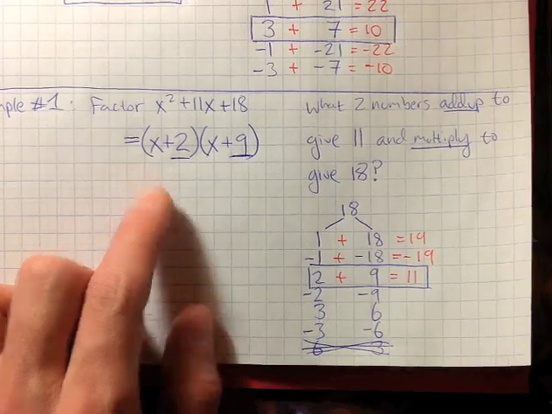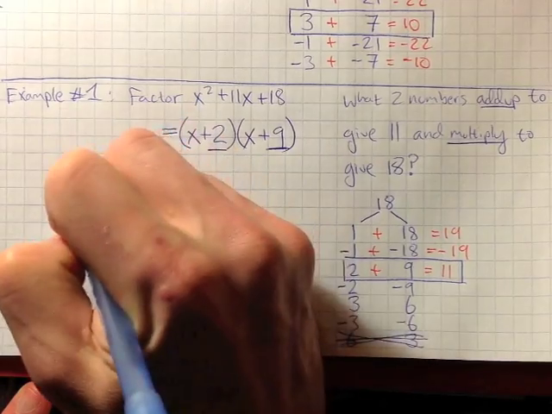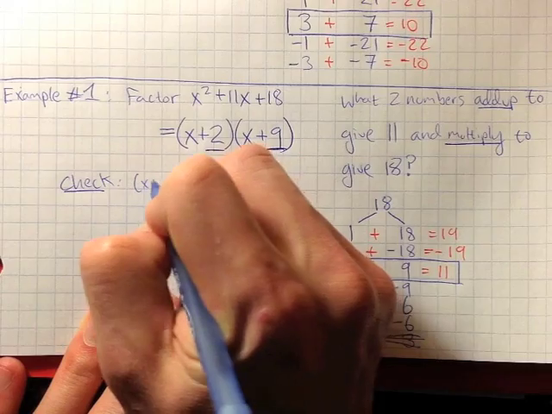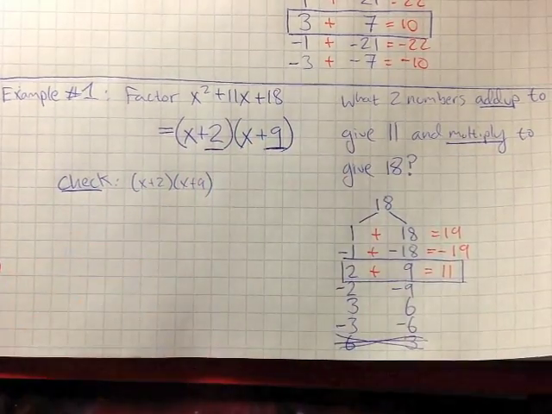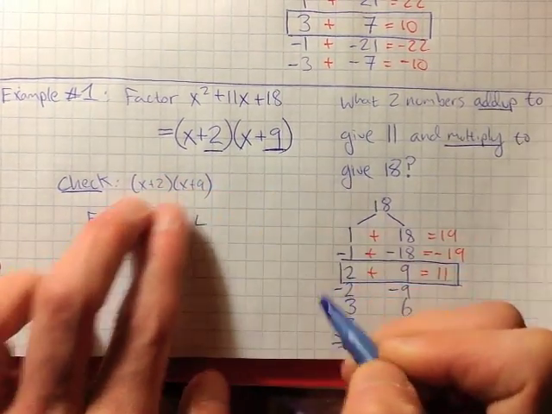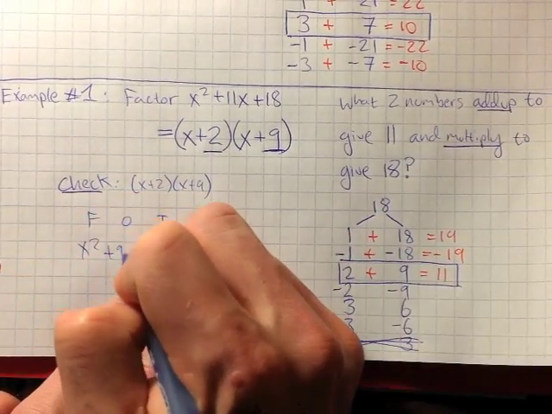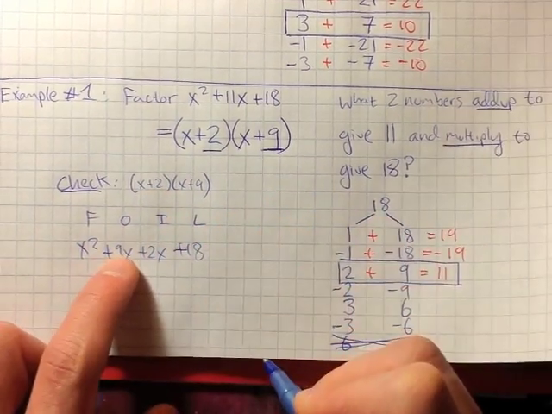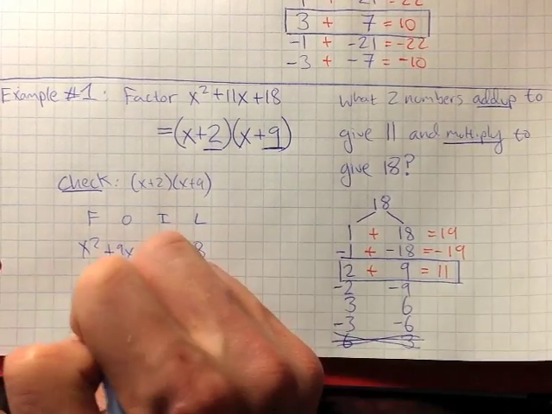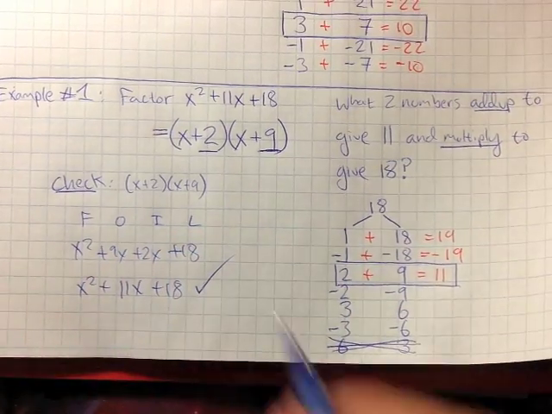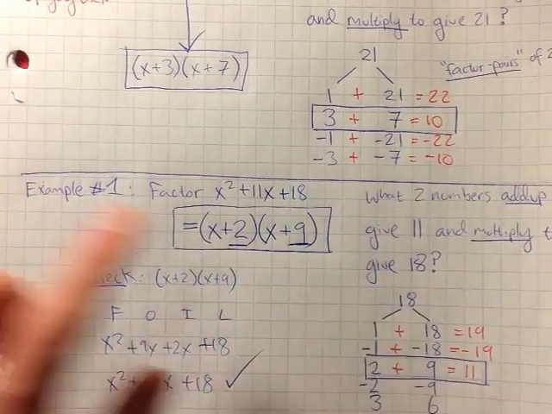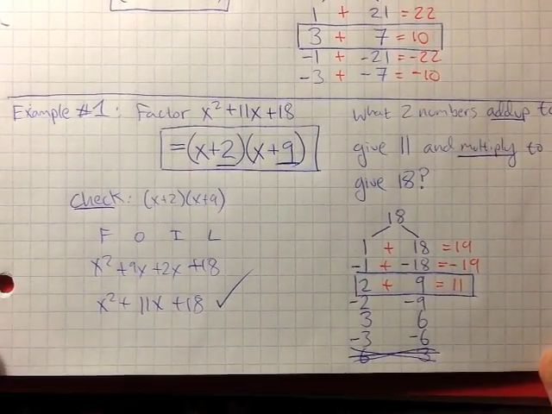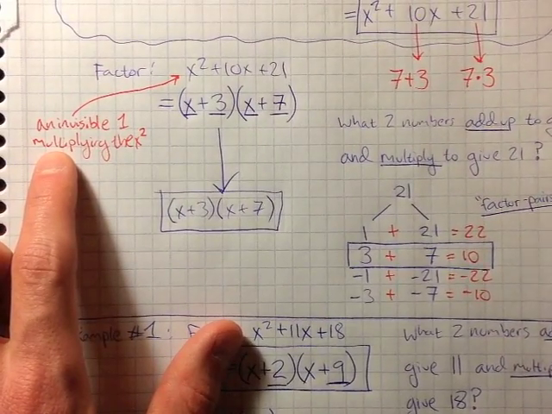That works. Now, if you want, you can always check your answer. The way to check is to multiply this expression back out. So x plus 2 times x plus 9. I'm going to use FOIL: first, outside, inside, last. So x squared plus 9x plus 2x plus 2 times 9 is 18, and then 9 plus 2 is 11x. There we go. It works. Check. So this right here is the final answer, the factored form of x squared plus 11x plus 18. So that's all there is to factoring expressions that have an invisible 1 multiplying the x squared.